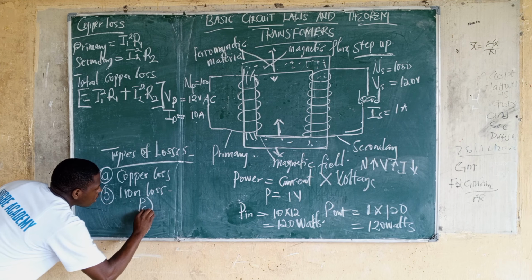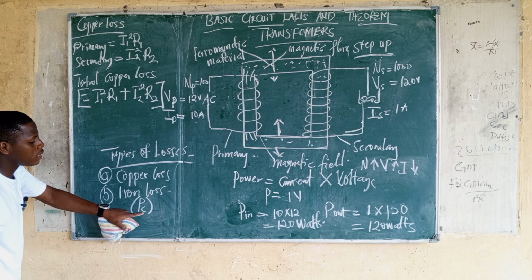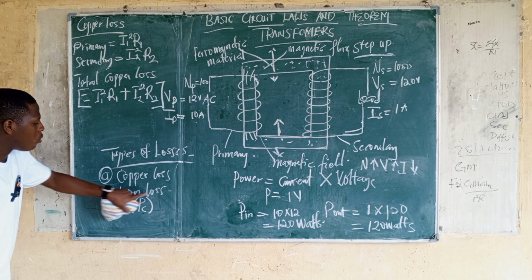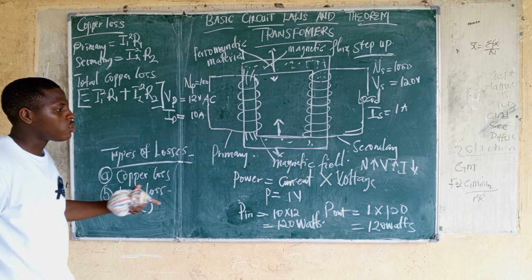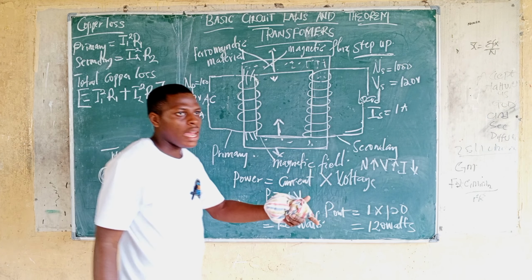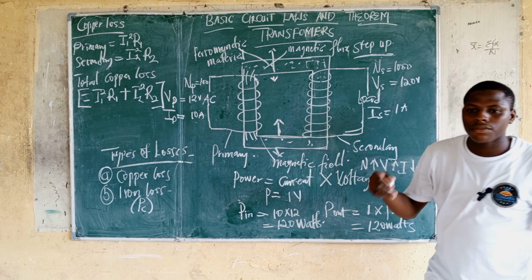Now your iron loss is denoted by Pc. It's denoted by P subscript C. So if you see this symbol here, then you know that we are asked to calculate for your iron loss. Take this down.